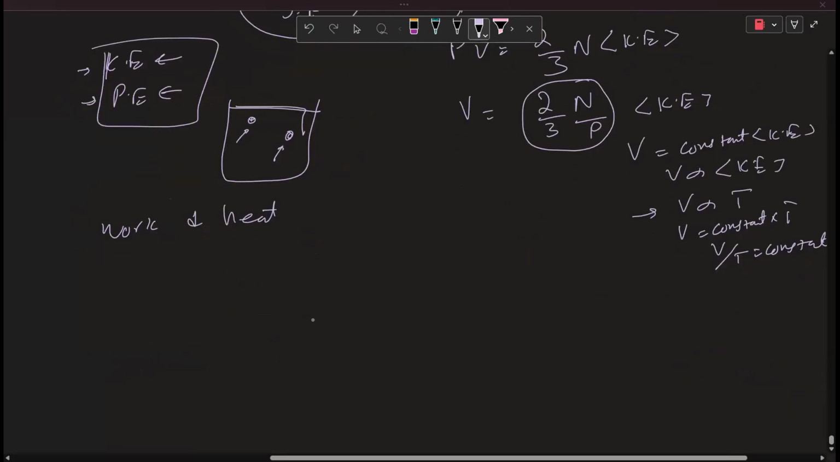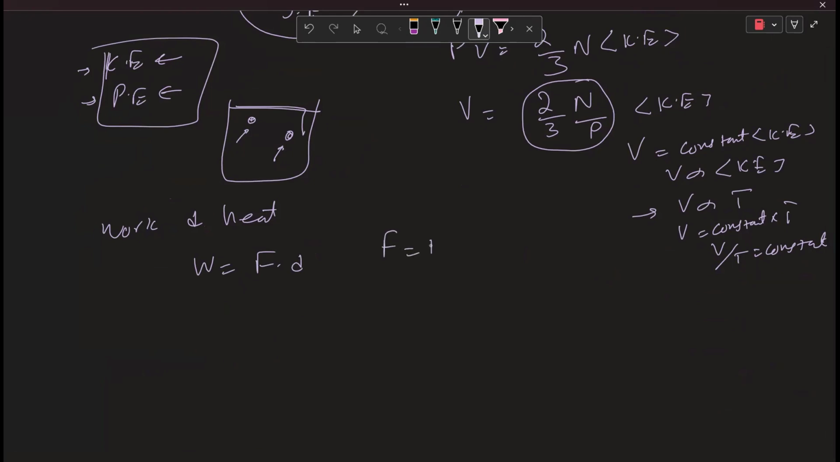So when it comes to work and heat, we have the formula of work as F into D. And from the pressure, we know that force is equal to pressure into area. Putting that into the equation, pressure into area into change of distance, the distance travelled across the pressure. Area into D would give us the unit of volume. So W is equal to pressure into delta V.